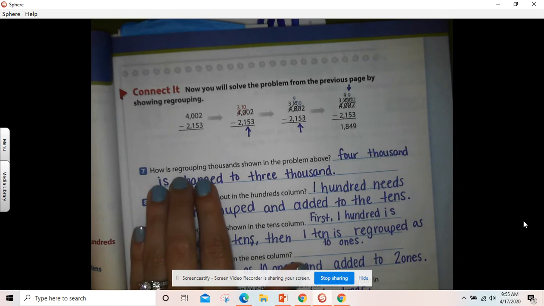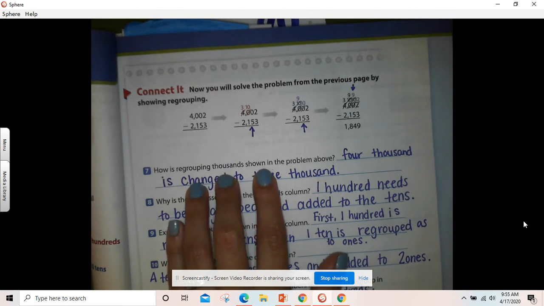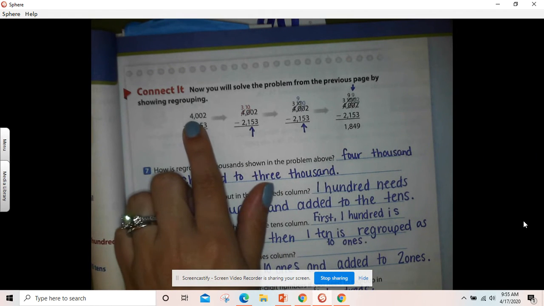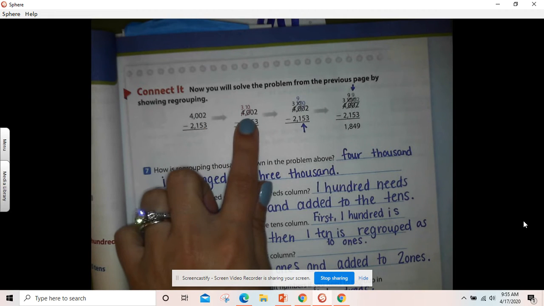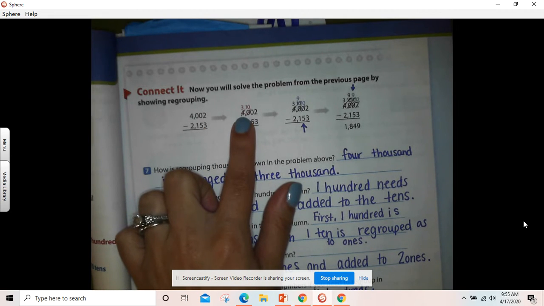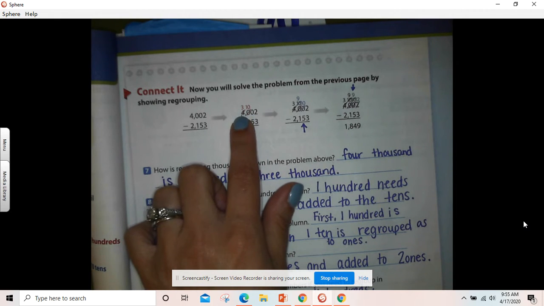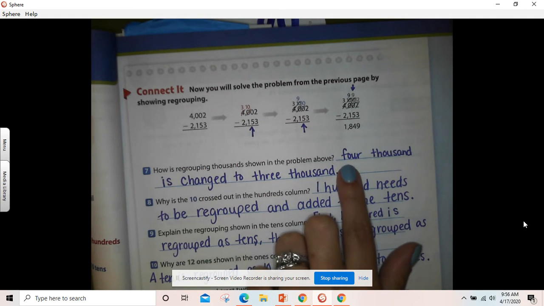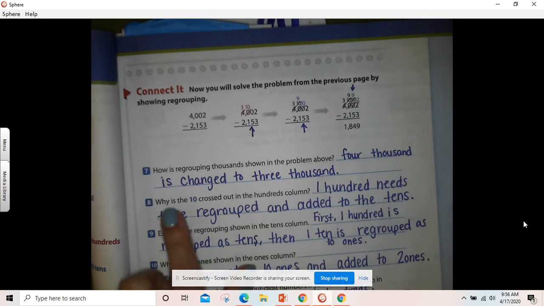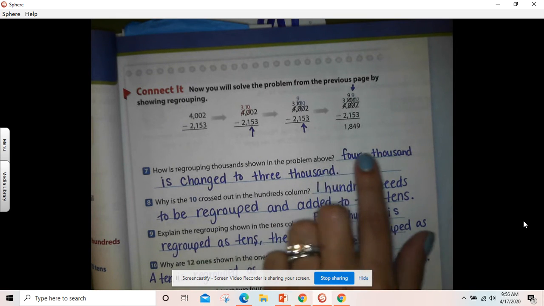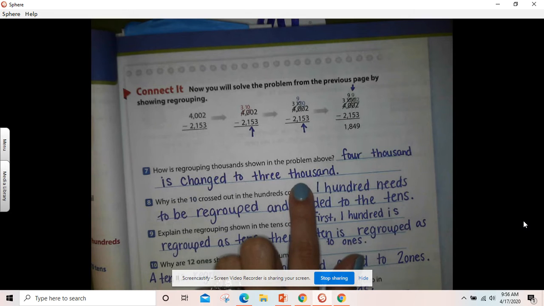Number 7 asked you, how is regrouping thousands shown in the problem above? Well, I know in the thousands place we had a 4, and that had to be changed to a 3, that 1,000 we took away, 4 to 3, changed to 1,000. So that's what I said down here. I said 4,000 is changed to 3,000. So I'm using my place value words to explain what's going on. How'd you do?